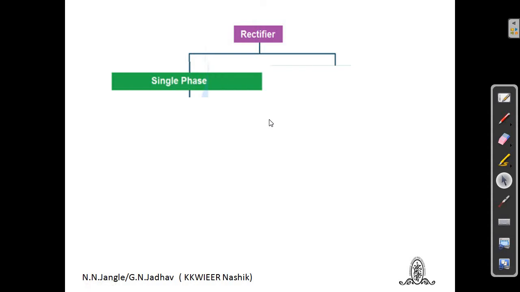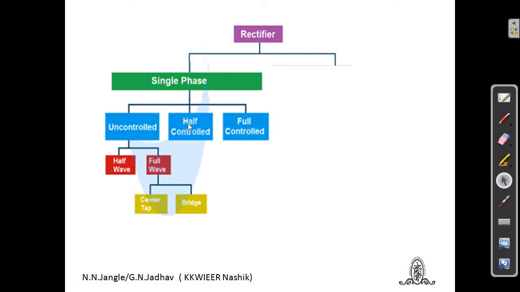Rectifiers are broadly divided in two types: single phase rectifier and three phase rectifier. Single phase rectifier again has two types: uncontrolled rectifier and controlled rectifier. Controlled rectifiers are again categorized as half wave rectifier and full wave rectifier, whereas full wave rectifier is categorized as center tap rectifier and bridge rectifier. So these are the types of single phase rectifier.